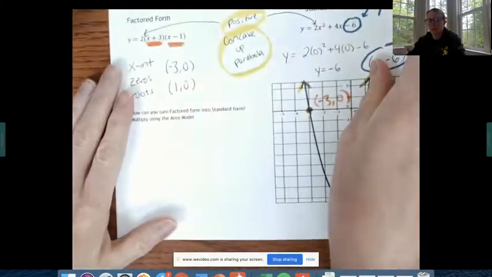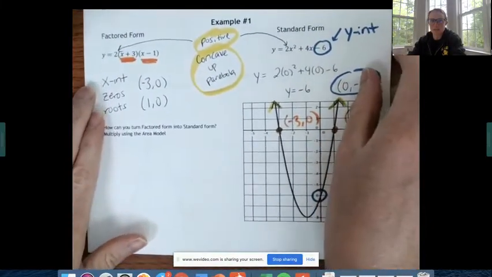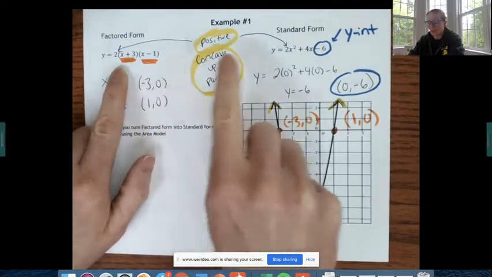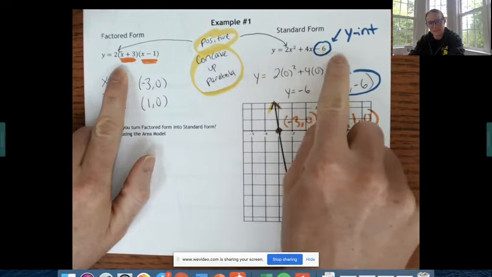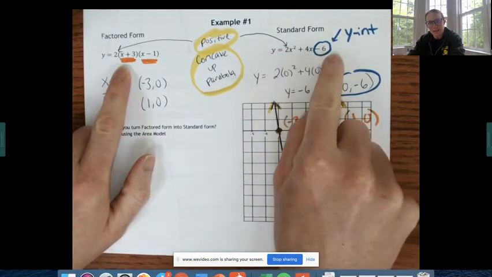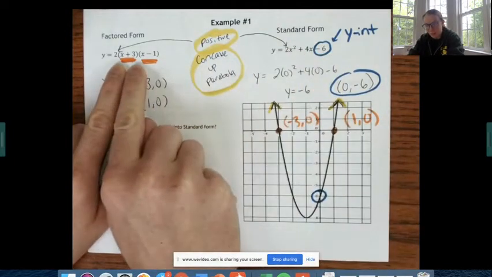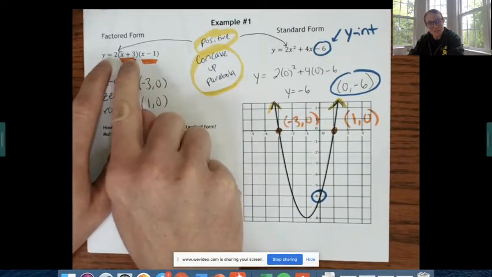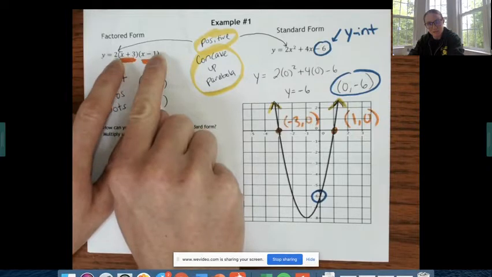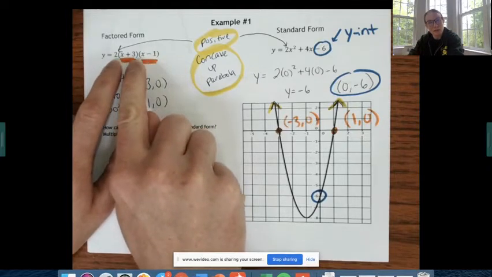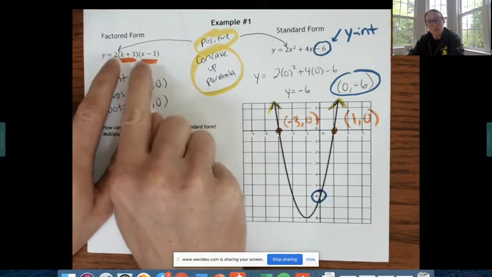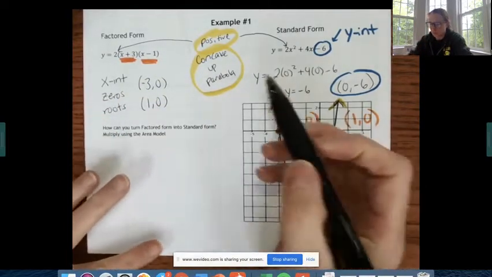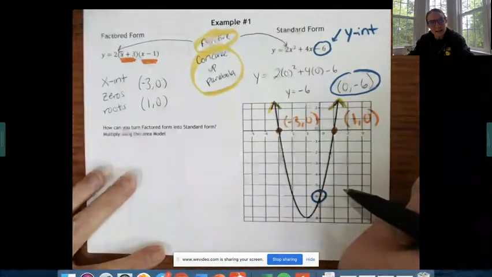All right, so the last thing we need to learn for this example is how can we take this and turn it into this? Now, how we do that is by just following the operations here. This says 2 times this factor times this factor. We're just multiplying. So we have to learn how to multiply binomials. We do this using an area model.